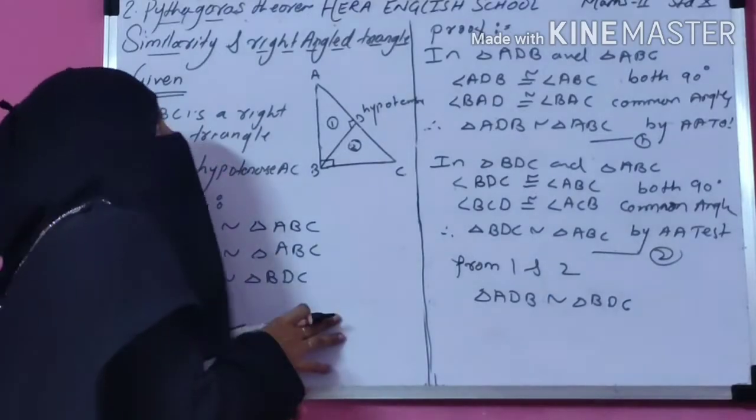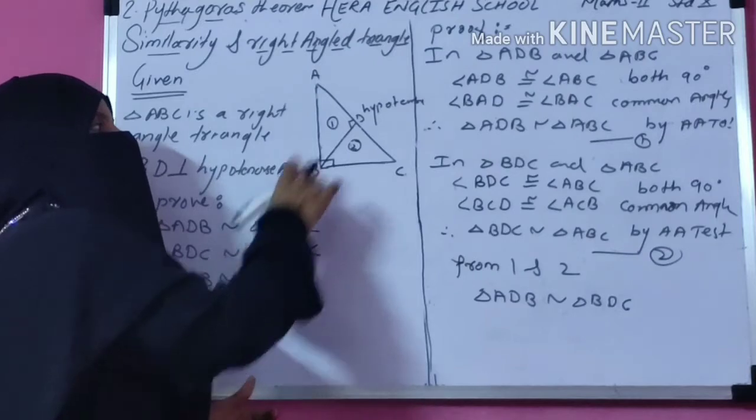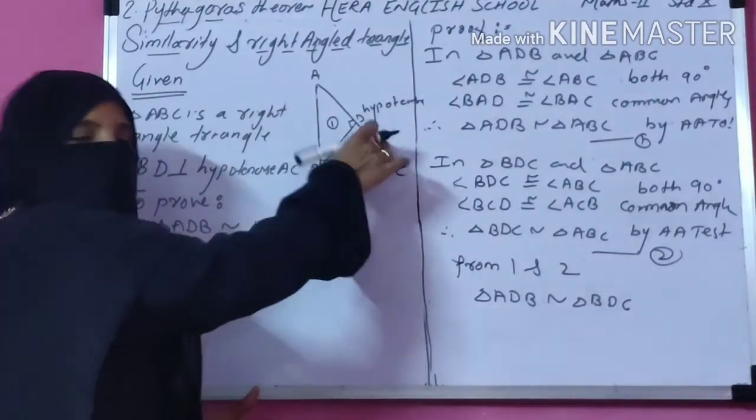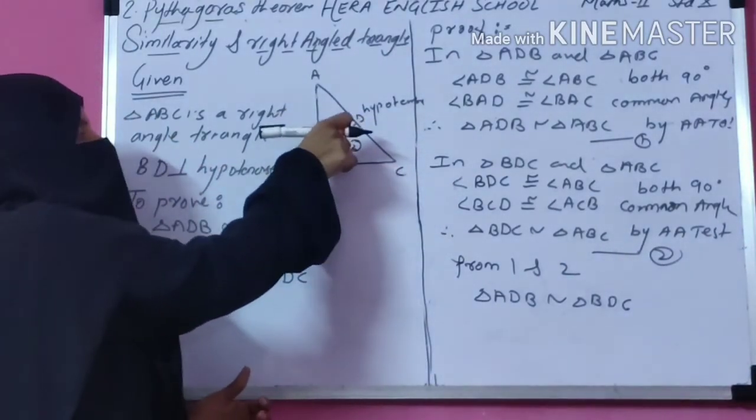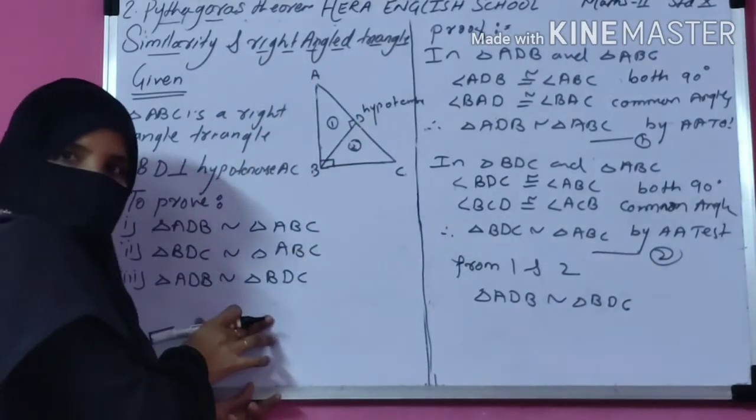It's an easy theorem: similarity in right angle triangle. In a right angle triangle, the perpendicular drawn to the hypotenuse forms two triangles. These two triangles are similar to the original triangle and similar to each other.